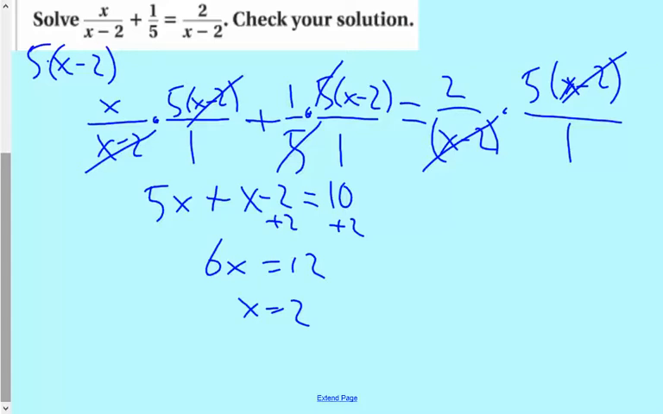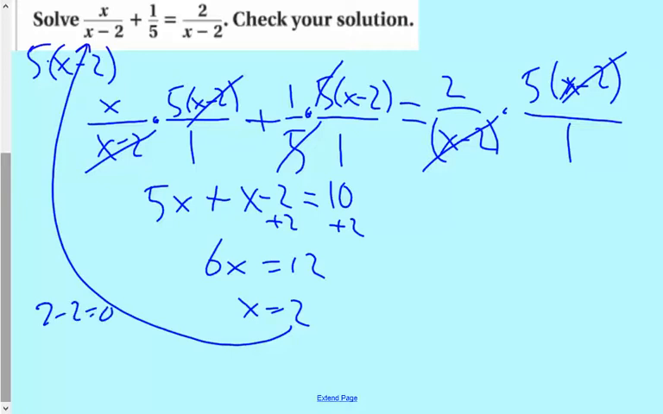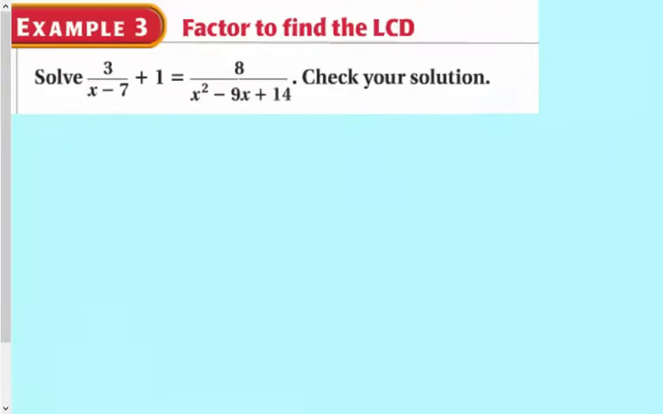Now, when I plug in 2 here, see that 2 minus 2 is 0. We can't have that. This one actually has no solution, which is interesting because we did all that work for no solution. When we plug in the number, it gives me 0 in the denominator in actually 2 spots. So there you go. That was kind of interesting.